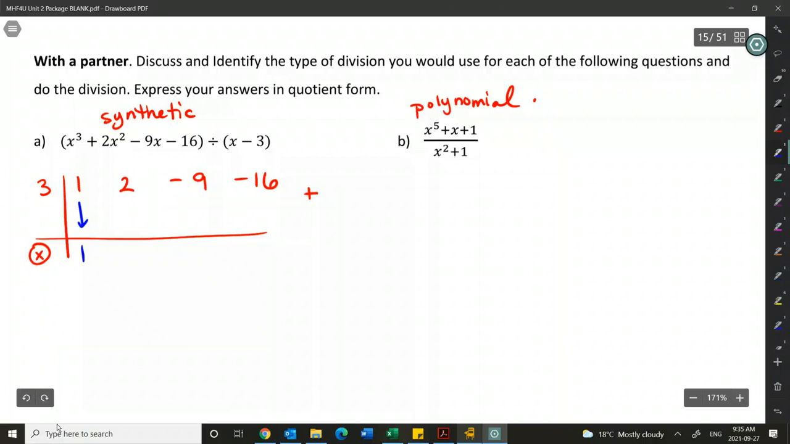Okay, first step, drop that. Okay, so 3 times 1, write the answer in the next column. So it'll be 3. And then add, so we get 5. 3 times 5, 15. Okay, add them, we get 6. Multiply one more time. Okay, and then we add, and that's 2.